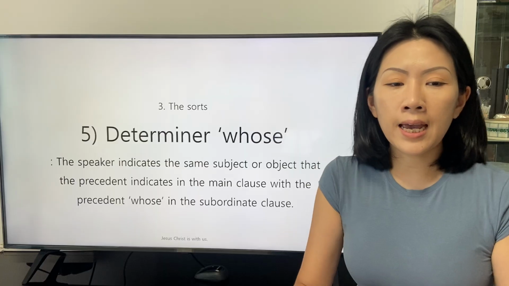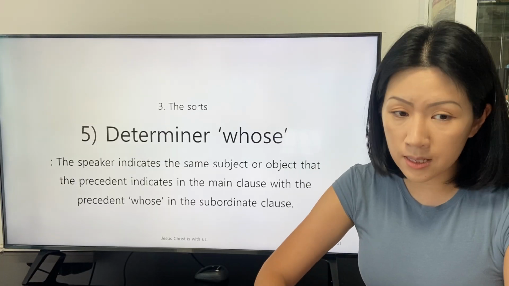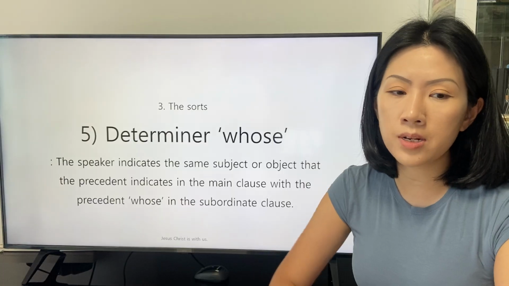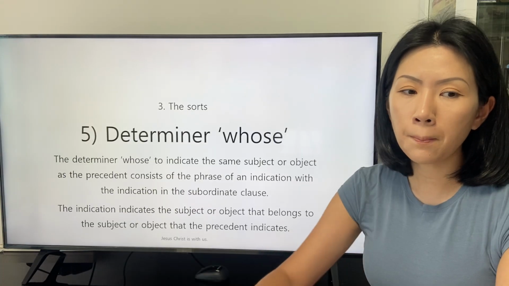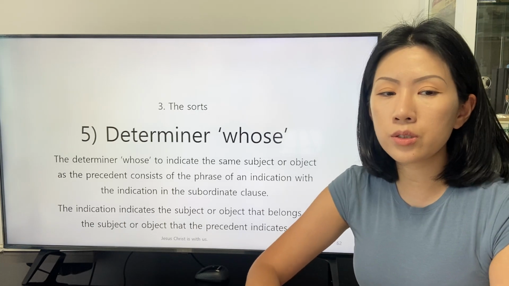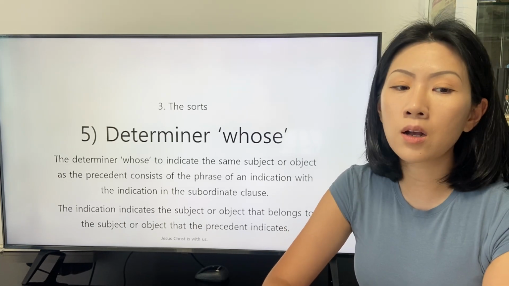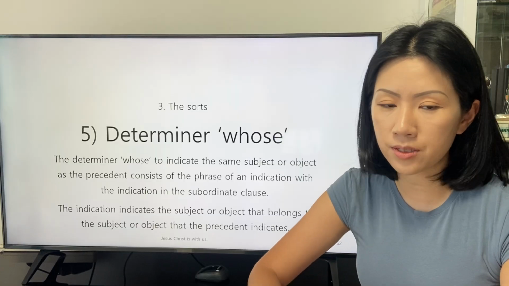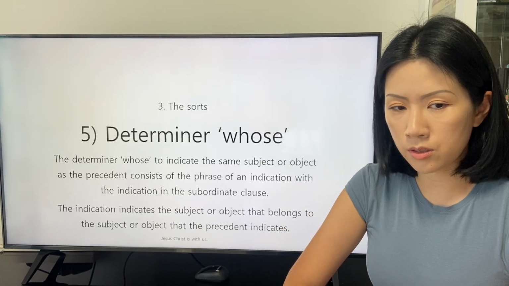The speaker indicates the same subject or object that the precedent indicates in the main clause with the determiner whose in the subordinate clause. The determiner whose to indicate the same subject or object as the precedent consists of the phrase of an indication with the indication in the subordinate clause.